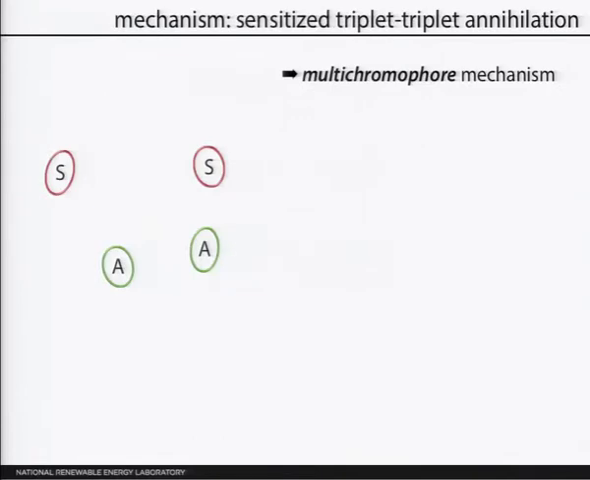In terms of the process of photon upconversion, there are a few different strategies, including the use of lanthanide ions for photon upconversion. But today I'm actually going to discuss a multi-chromophore mechanism where the active materials are organic molecular chromophores.